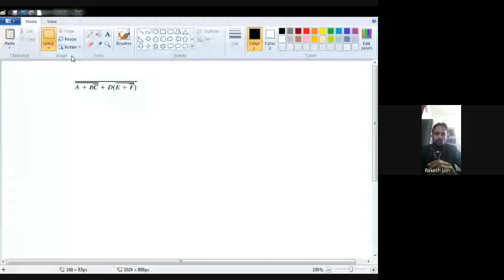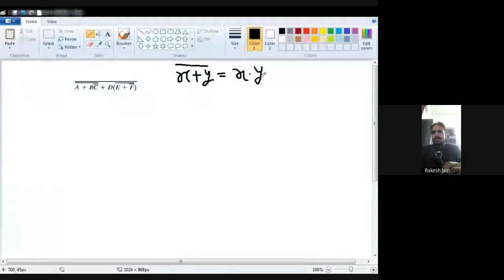As we know, one rule of Boolean algebra, that is Boolean law, is De Morgan theorem. What is De Morgan theorem? If x and y are two terms having a bar, then they will be equal to, the plus will be converted into a dot product, and individually both the terms having the bar. So this is your De Morgan theorem.